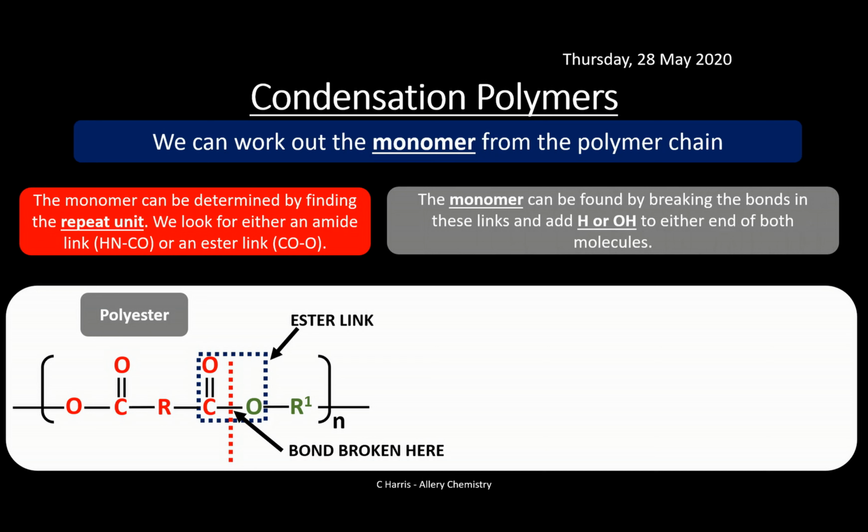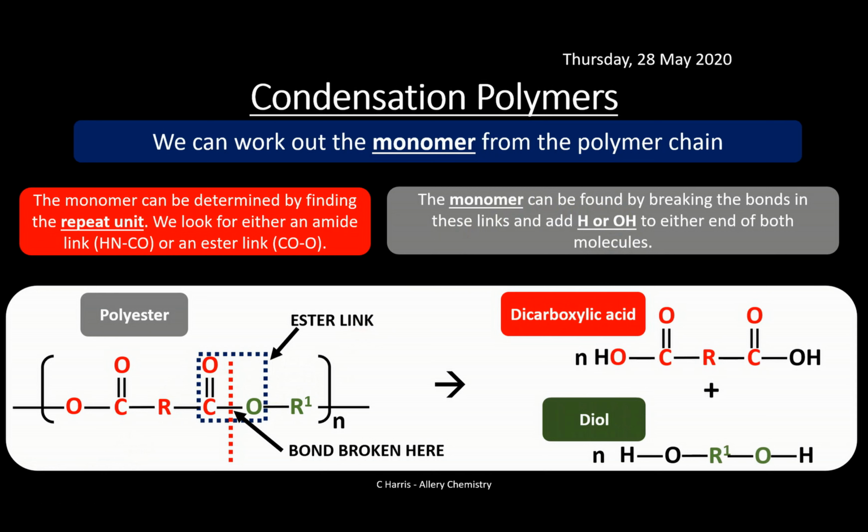When you're given a big long polymer chain, look for a pattern of repeat unit. We then break the link in between, which is here. And just as we've seen before, we add hydrogen and OH to each of the molecules. Then we form our monomer units, which in this case will be a dicarboxylic acid and a diol, because this is an ester link that's being broken.